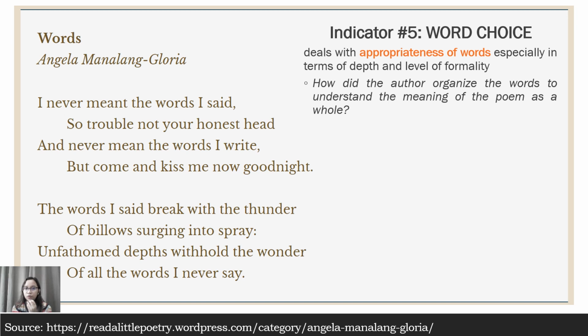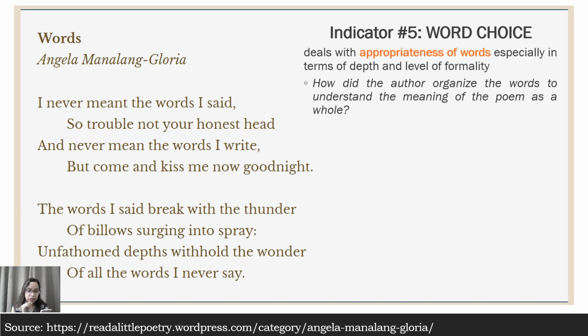Indicator 5, word choice. Alright. So, for the word choice, it deals with the appropriateness of words. So, how did the author organize the words to understand the meaning of the poem as a whole? Ano yung mga paulit-ulit na nakita ninyo na words sa poem? So, it says here, the author emphasized the use of words by repeating it 5 times, including the title in the whole poem. So, ito pala ay excerpt. So, this is not the whole poem.